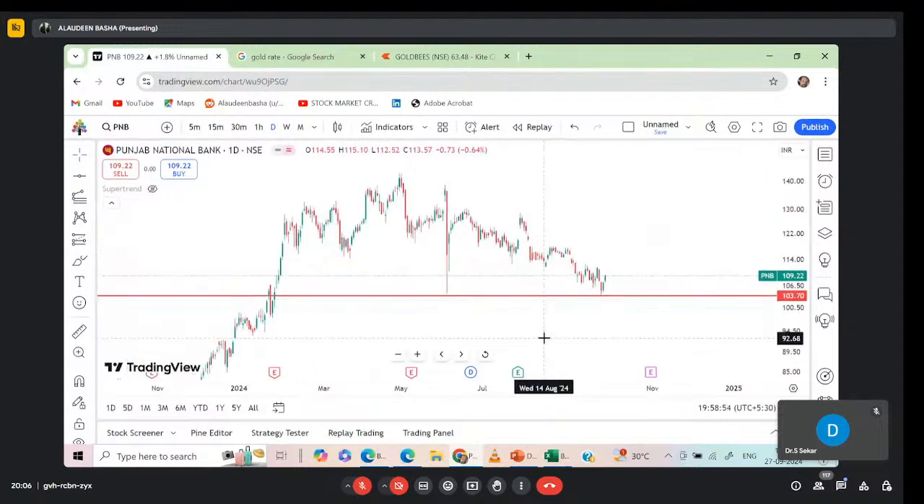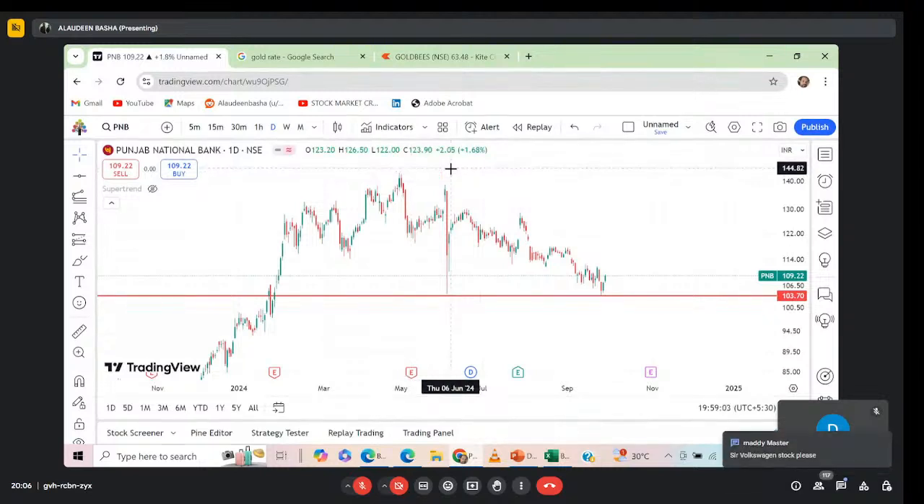No issue, ma'am. It definitely goes up in the short term. It will go to 140 rupees. Don't think about the stop loss because it's a very good PSU bank. If the market goes down, it reduces the value of PNB. You can add to it. There's no issue because basically it's a good stock. Okay, sir, thank you. Any other participants who want to analyze a particular stock?